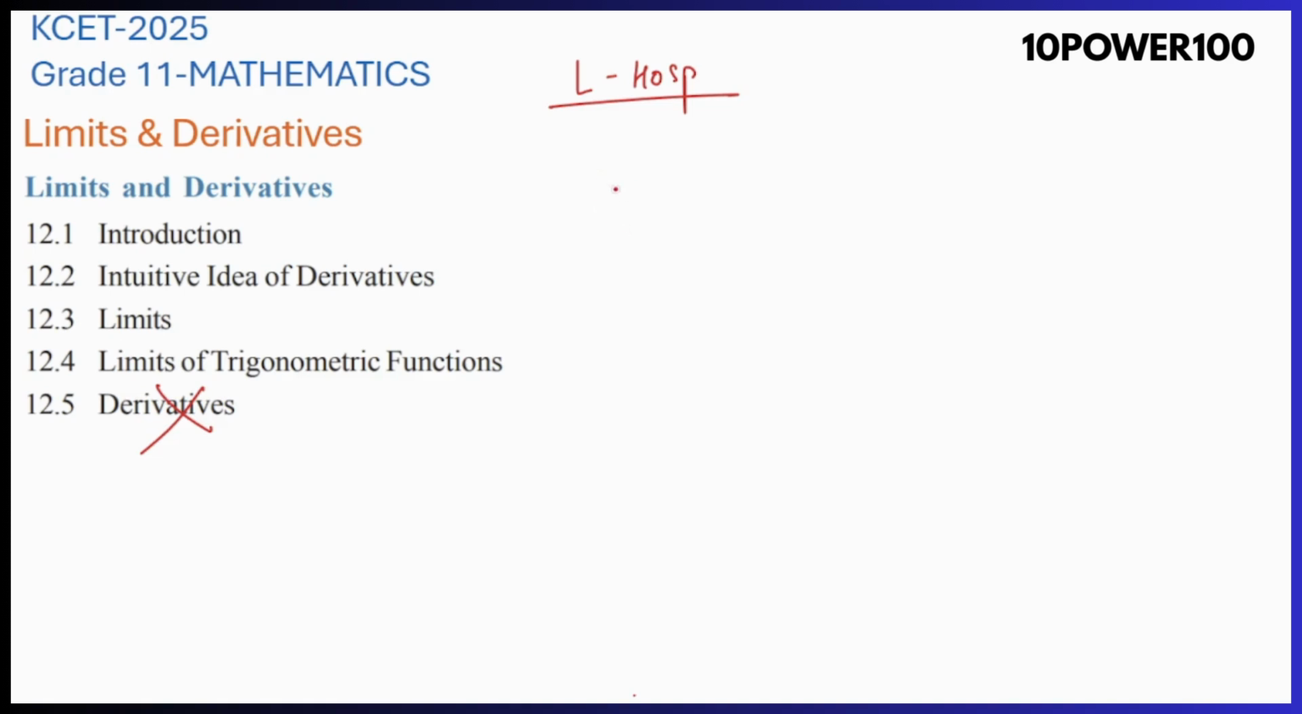Next, we have some standard rules, so I'll be explaining here. Limit x tends to a, x power n minus a power n divided by x minus a. The standard value is n into a power n minus 1. So this is one of the major formulas. There is one question based on this; some year they have asked this. So I'm just giving it here.